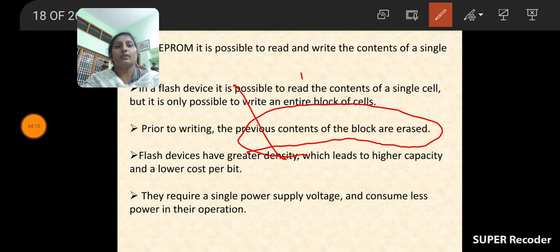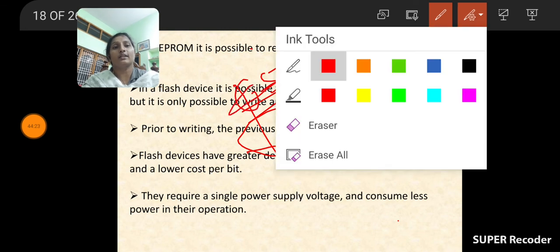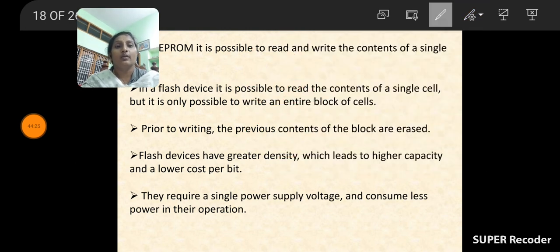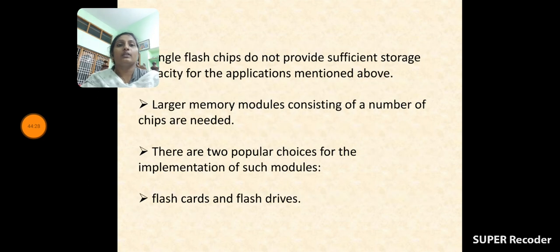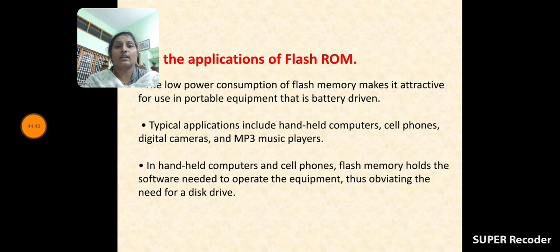For example, in a location, if I would like to write 5 and the previous data is 6, by writing 5, this 6 will be erased. The data must be overridden. And flash chips do not provide sufficient storage capacity. Means if we enter the second data, the first data will be erased. So here the flash memories come in two types, flash cards as well as flash drives.